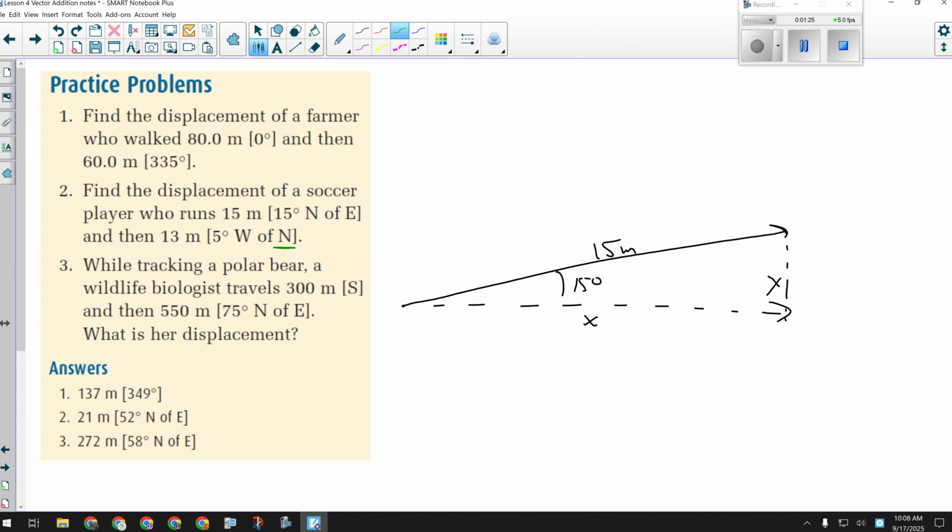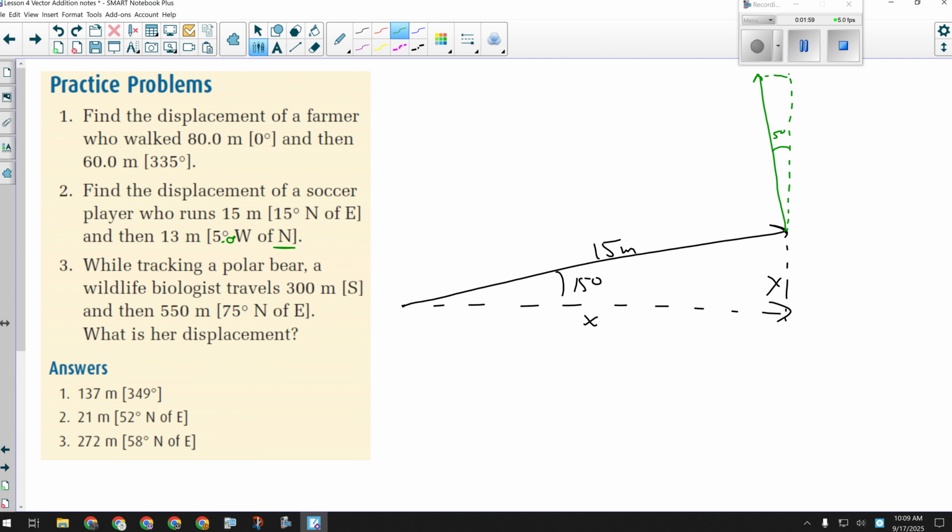North is my reference. So I draw a line due north because it tells me I'm going to go 5 degrees west of that. This is west. And it's a super narrow triangle because the angle is only 5 degrees. Just for the sake of significant digits, we're going to say that it's 5.0 degrees. Otherwise, we're going to get an answer with one significant digit, which I don't like.